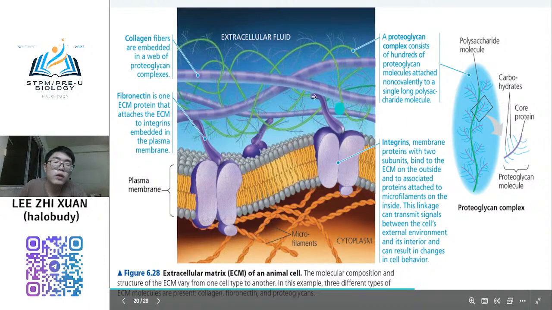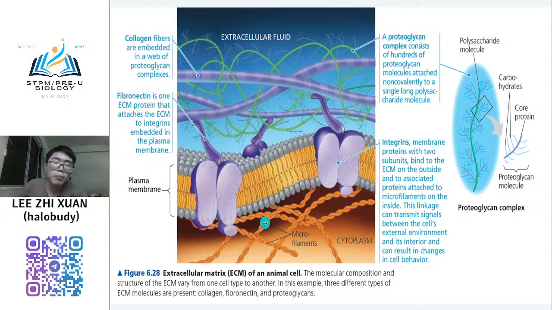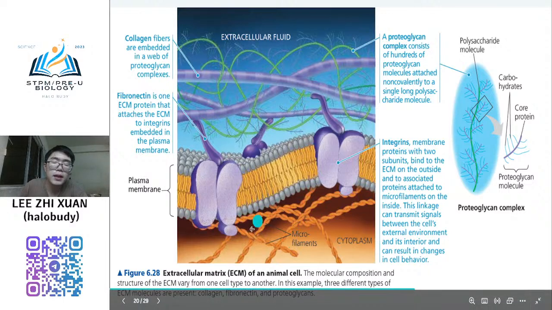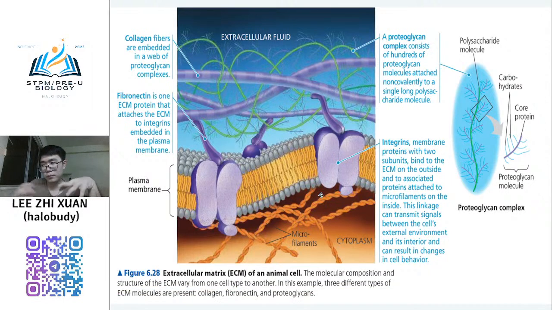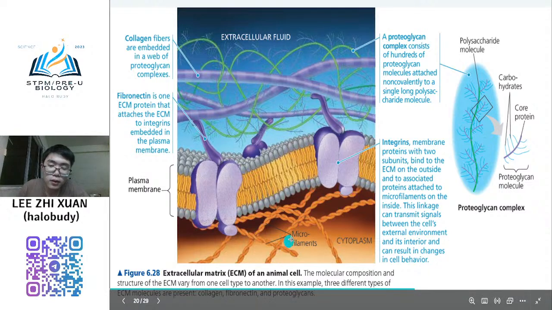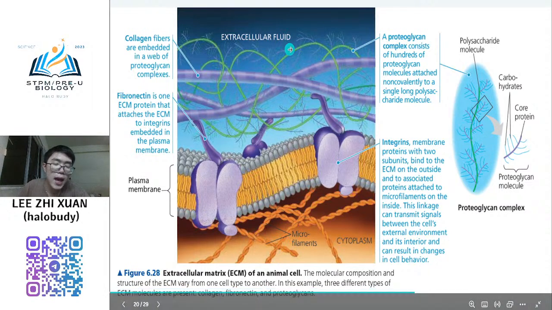Normally this works with the cytoskeleton, especially microfilament, to maintain the shape of the animal cells and also stabilize the plasma membrane. So the cytoskeleton is the support within the cell, and the extracellular matrix is outside the cell. Normally you will see this structure; the proteoglycan complex looks like this. Okay, so this is about the ECM.